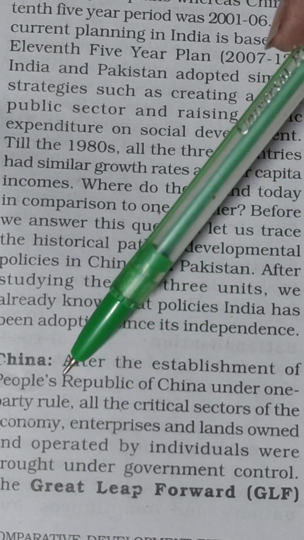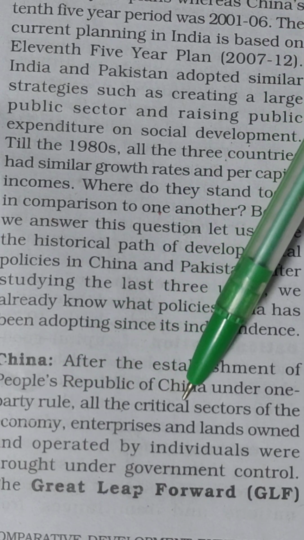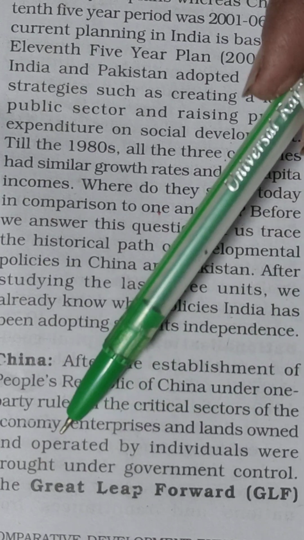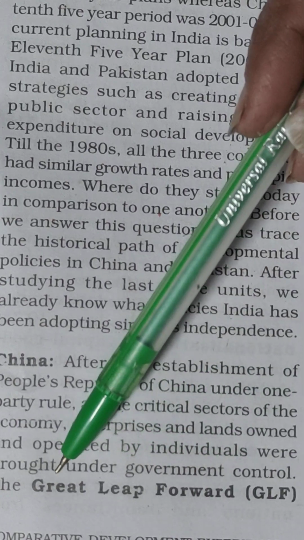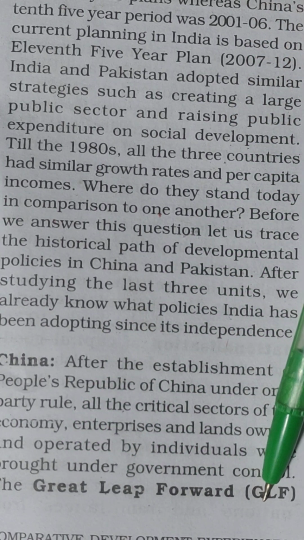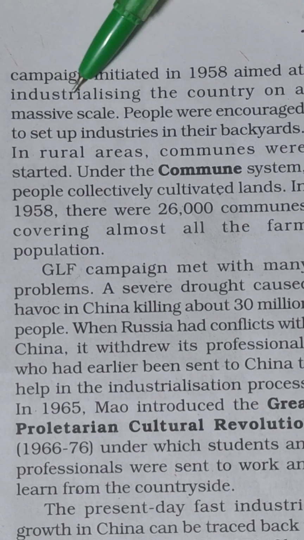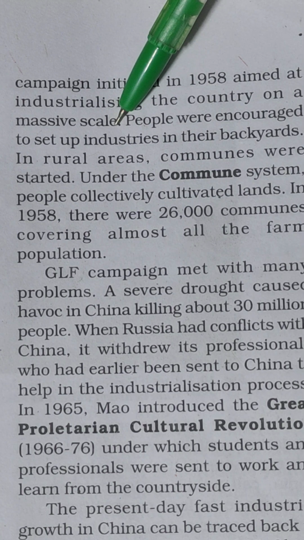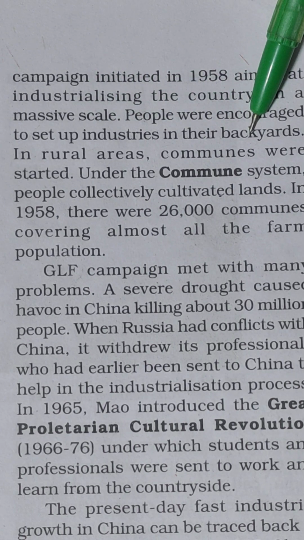After the establishment of People's Republic of China under one-party rule, all the critical sectors of the economy, enterprises and lands owned and operated by individuals were brought under government control. The Great Leap Forward (GLF) campaign, initiated in 1958, aimed at industrializing the country on a massive scale. So, GLF is the industrialization policy. People were encouraged to set up industries in their backyards.